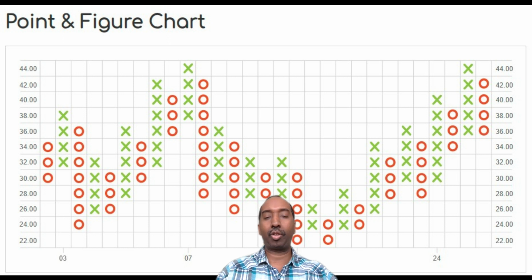What is the significance of this point and figure chart? How to construct this point and figure chart? How to set targets in a point and figure chart, how to draw trend lines in a point and figure chart, what are the various formations in point and figure? All that we are going to discuss in this session. So sit back, focus, let's continue.